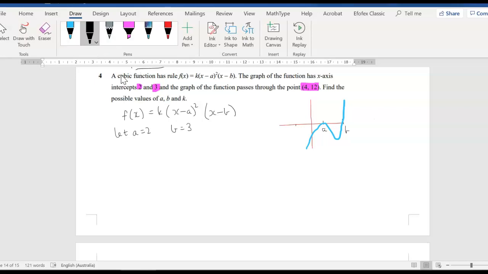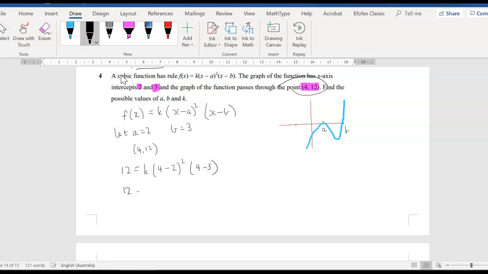All right, so let's substitute in A equals 2 and B equals 3, and the point 4, 12. So we've got to substitute in 4, 12 as well. So basically all we've got to find is K. So 12 equals K times, x is 4. So remember I got that from this point here. 4 minus A, which is 2. Square that, and then 4 minus B, which is 3.